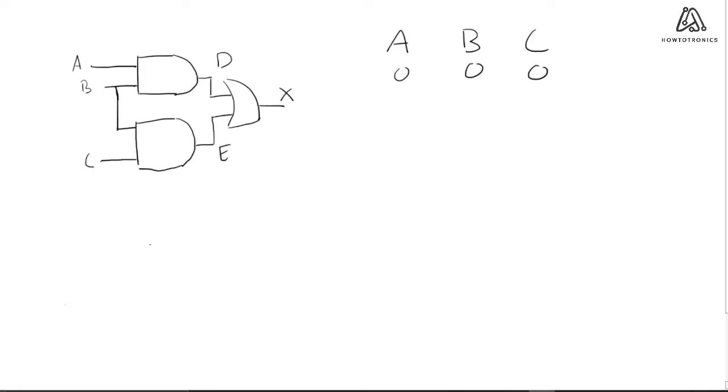Easy. So since we have 3 inputs, this means we can only have a total of 8 combinations. How did I get 8? 3 inputs, 2 to the power 3, we get 8. 2 times 2 times 2, 2 times 2 is 4, 4 times 2 is 8. So we can only have 8 total combinations. And we're just going to write down our possible combinations now.